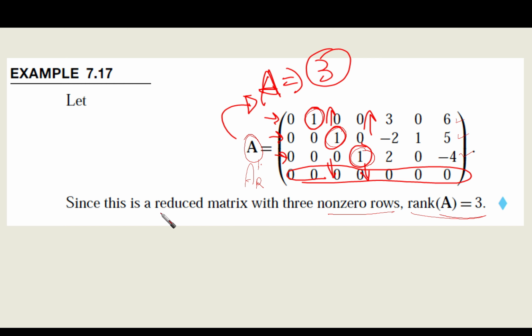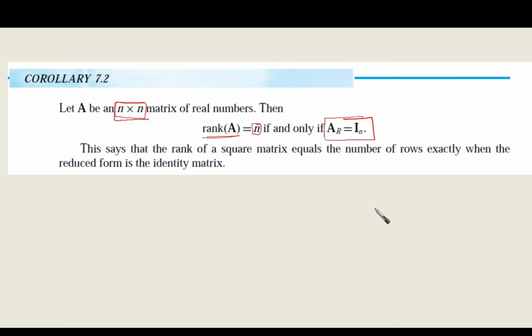Since this is a reduced matrix, as we have seen only by observation, with 3 non-zero rows, as we say 1, 2, 3, rank A equals 3. Okay, now let's go to the next.